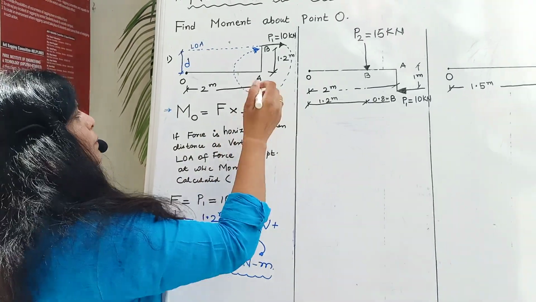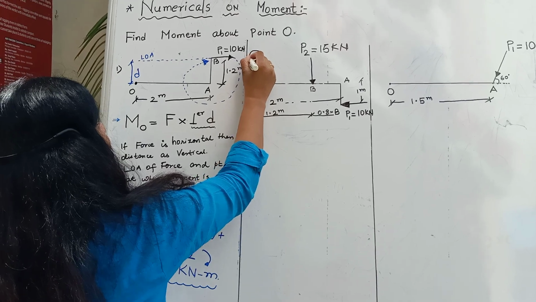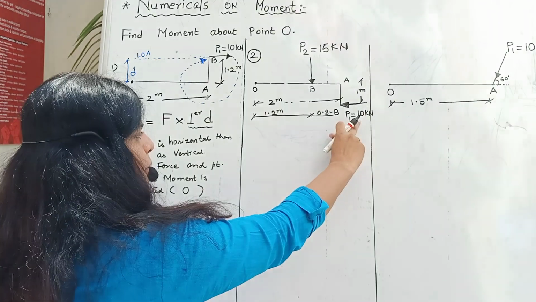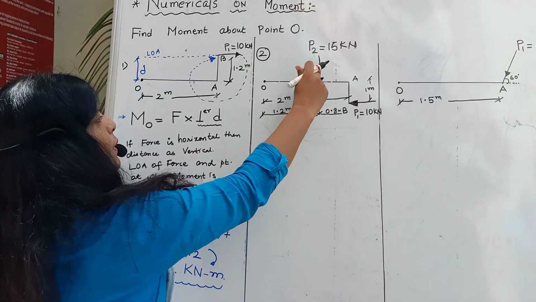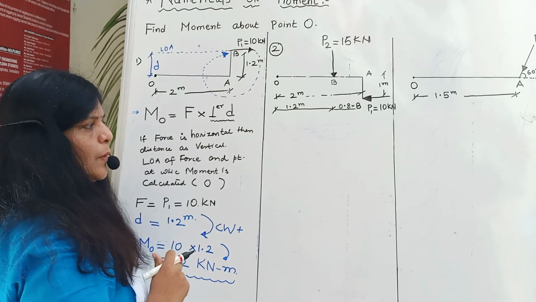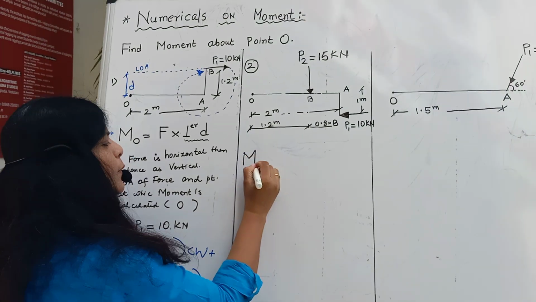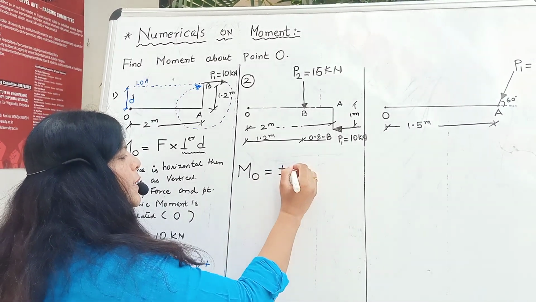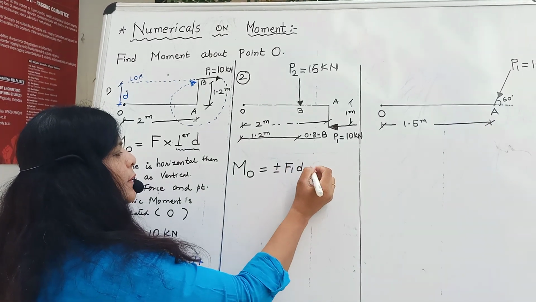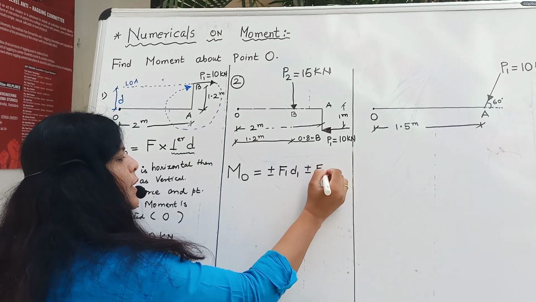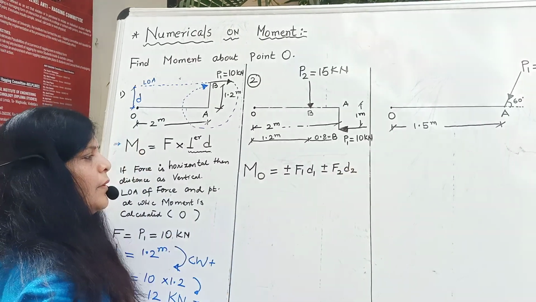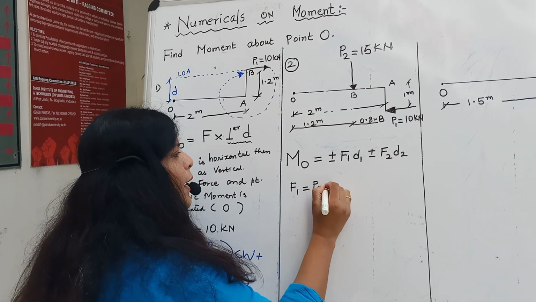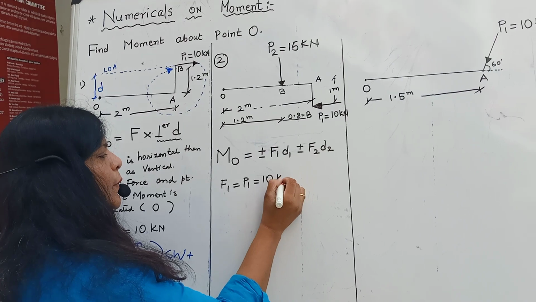Now we come to the second problem. So the second problem, you can see, has two forces. One is horizontal force P1 and the second is vertical force P2. Okay, so we have to find out the moment about point O. So I will write plus or minus F1 D1 plus or minus F2 D2. Okay, now F1 is equal to P1, and that is equal to 10 kilonewtons.